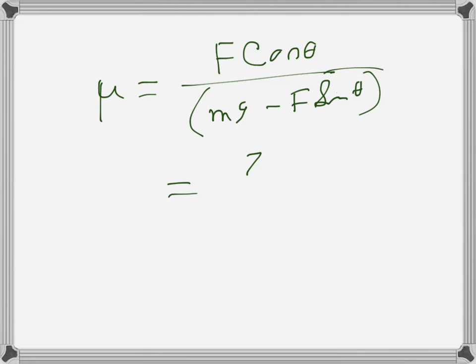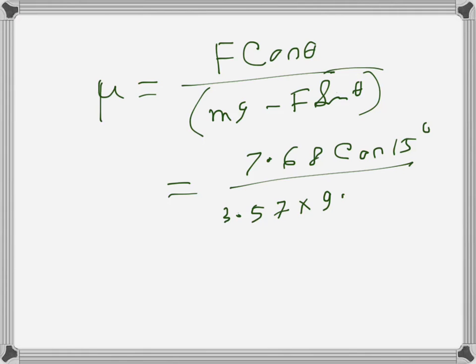So that one is 7.68 cosine of 15 degrees, over 3.57, which is m, times g, which is 9.8, minus 7.68 sine of 15 degrees. And when we solve this, we get the frictional coefficient to be approximately 0.22. So that is the frictional coefficient.